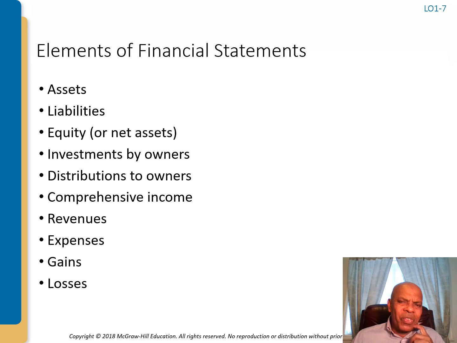Now when we talk about financial statements, what do they consist of? Financial statements include the balance sheet, an income statement, as I said, the shareholders' equity part, and the cash flow statements. Okay, what do we have? Elements underneath those: assets, liabilities, equity, investments by owners, distribution to owners, comprehensive income. We get into that a little bit later in detail. The revenues and expenses, gains and losses are recorded in an income statement.